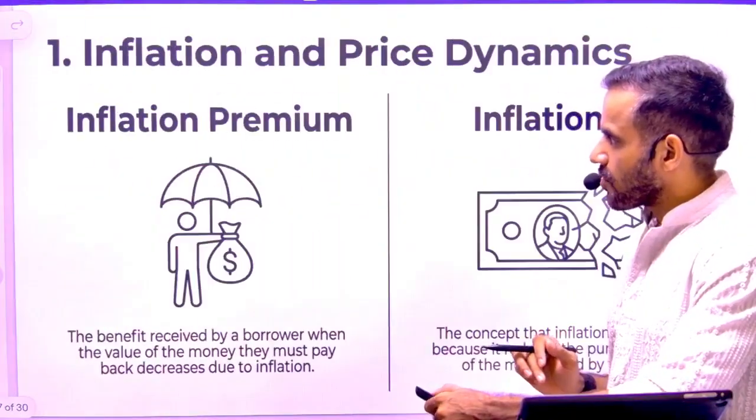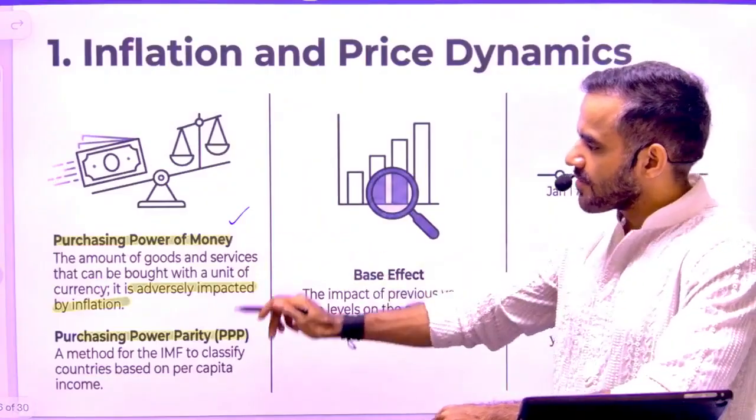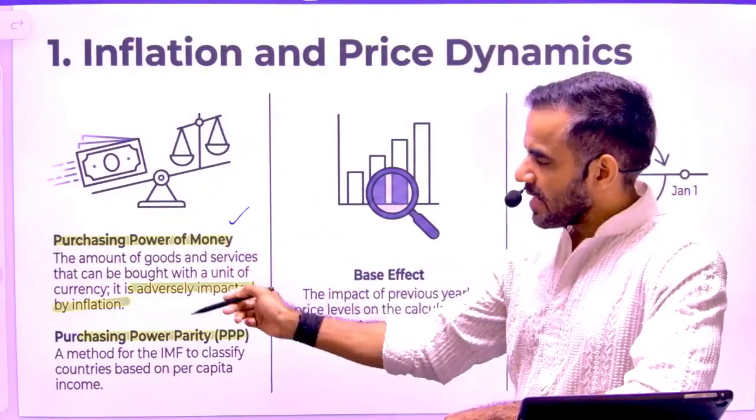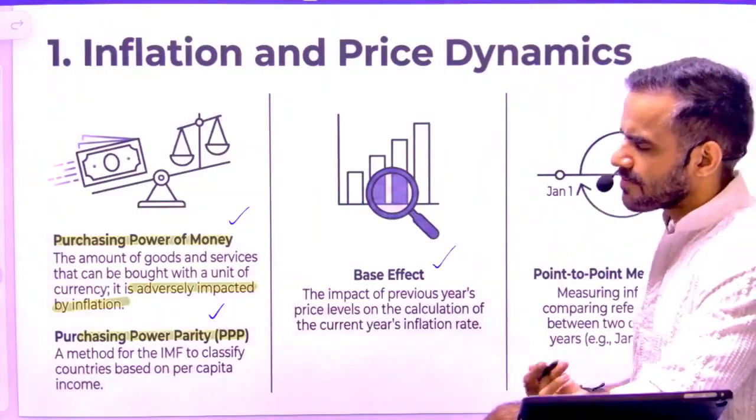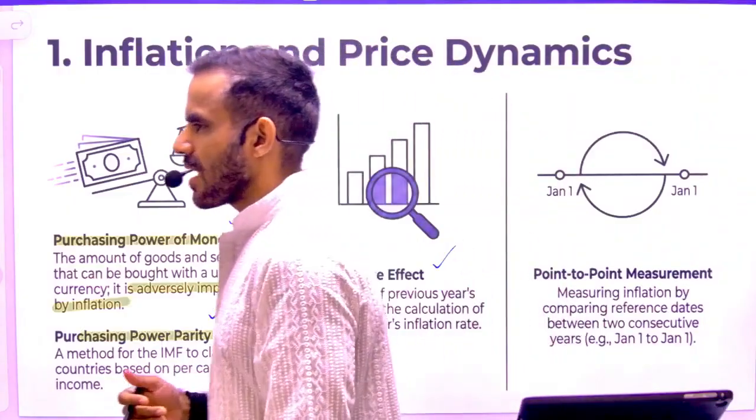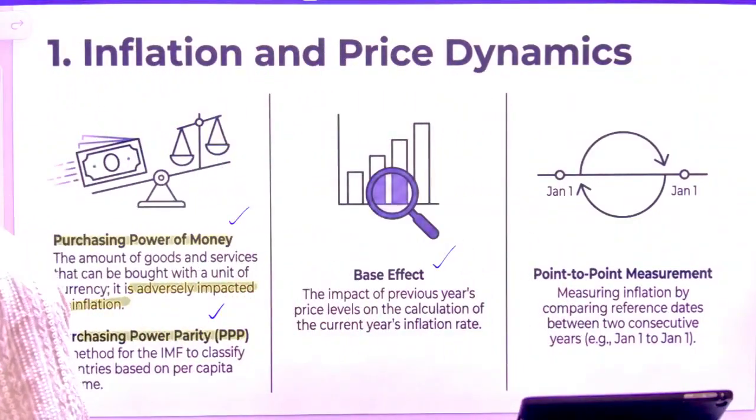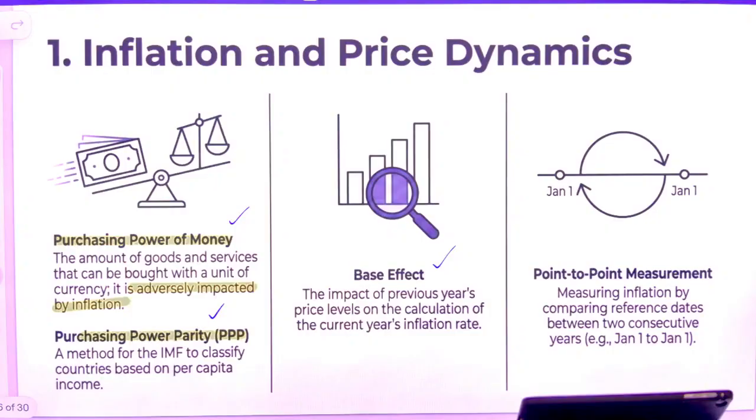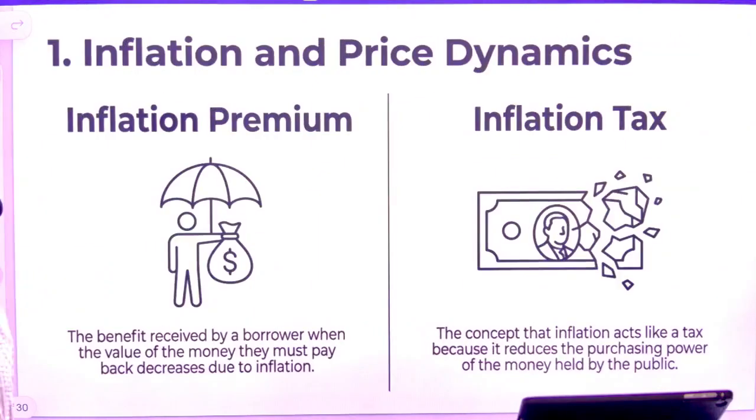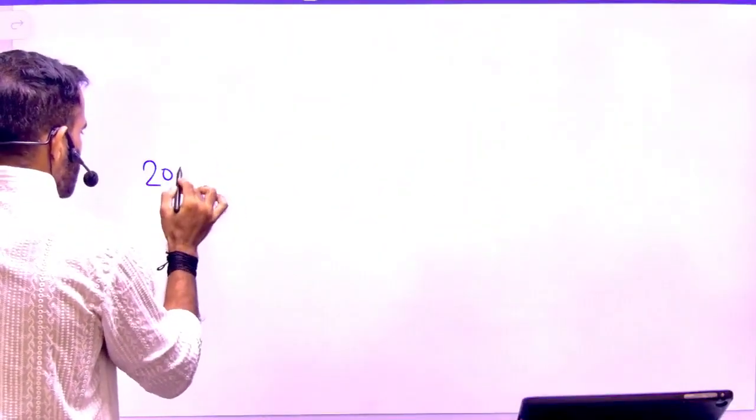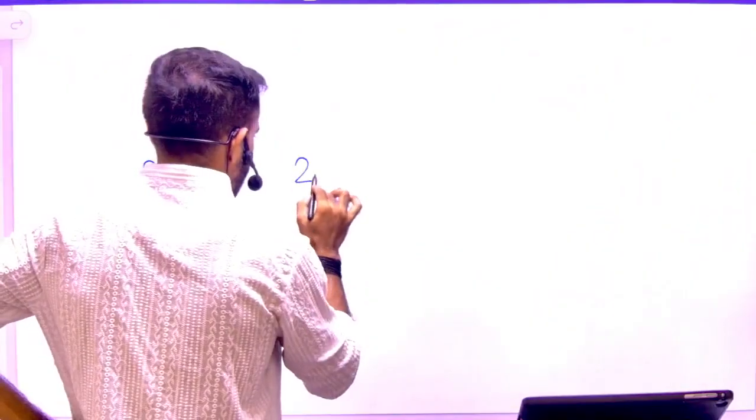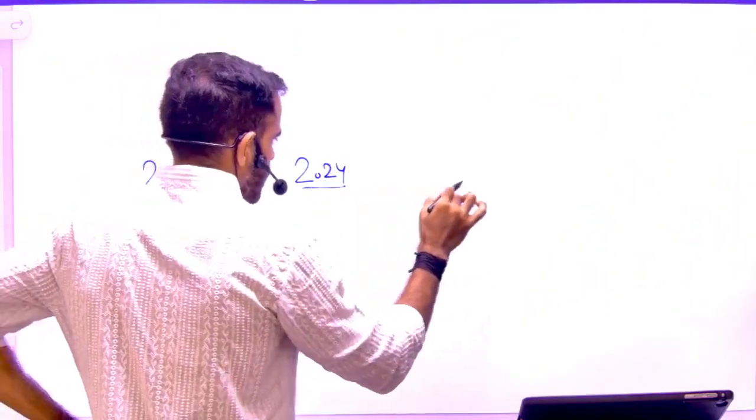Now coming back to our original topic. So we have covered what is purchasing power of money and what is purchasing power parity. Now next is base effect. Understand it in this way. Whenever we are saying that we have to compare inflation, we have to understand the difference in the price level. Let's say I'm just considering the example of 3 years, 2023, 2024 and 2025.